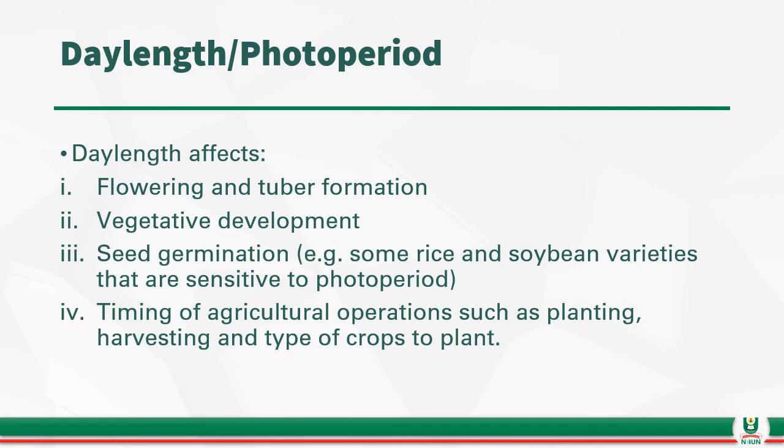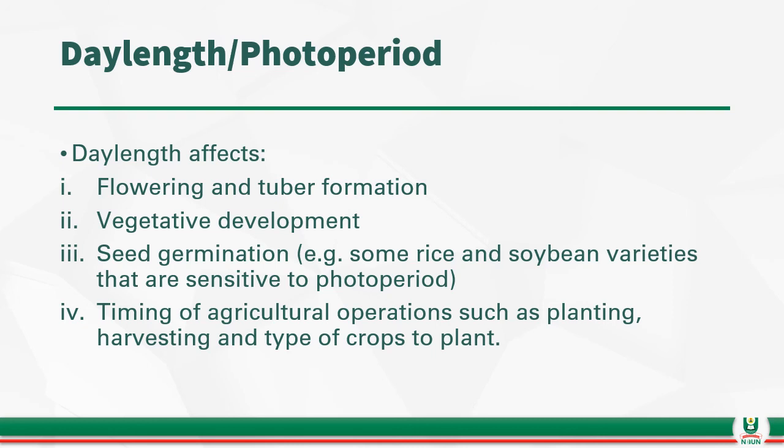How does day length affect crops? It affects flower and tuber formation. It also affects vegetative development, because when there are long days, some crops just continue growing vegetatively and won't flower. Some crops, when they have short days, will flower early. So it affects flowering, tuber formation, and also seed germination. For example, in rice and soybean, some varieties are very sensitive to photoperiod.